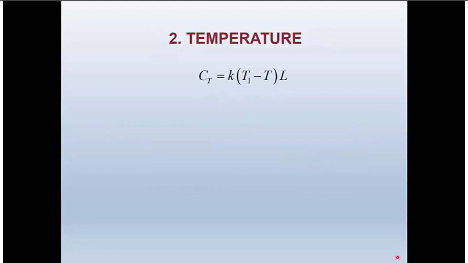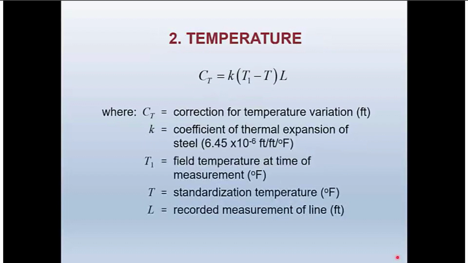Temperature, we see the temperature has 4 parameters that we must deal with. K is the coefficient of thermal expansion of steel, which is 6.45 times 10 to the minus 6 feet per degree Fahrenheit. Some people say it's just 6.5. That's fine too, but I'm going to use 6.45. T1 is the field temperature at the time of the measurement. T is the standardization temperature at the time of calibration. And L is just the recorded measurement of the line, the observation.